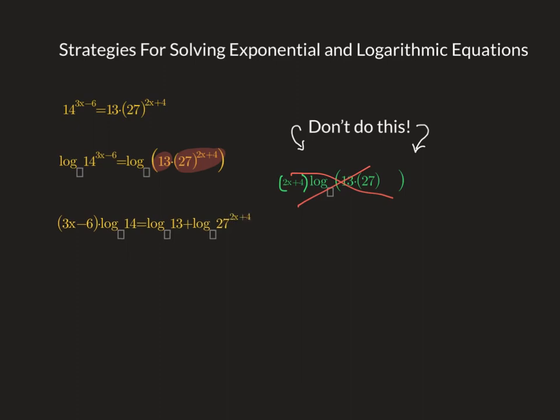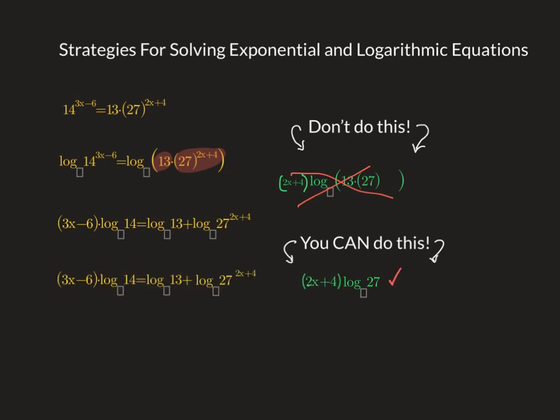And now that second one, the log of 27 to the power of 2x plus 4, now we can use the power rule there. So a big mistake would be to take that 2x plus 4 and bring it to the front of the whole thing. But that 13 has nothing to do with the 2x plus 4, so you have to be very careful of that.